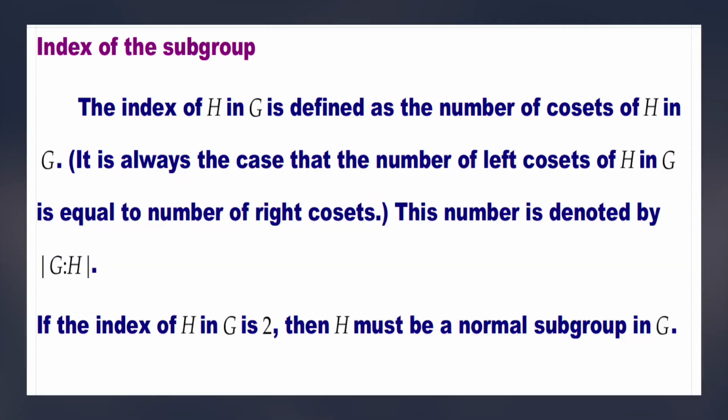Now we are going to learn about the number of cosets, under the name of index, that is, the index of the subgroup. The index of H in G is defined as the number of cosets of H in G. It is always the case that the number of left cosets of H in G is equal to the number of right cosets. This number is denoted by [G:H], which means the index of H in G. If the index of H in G is 2, then H must be a normal subgroup of G.